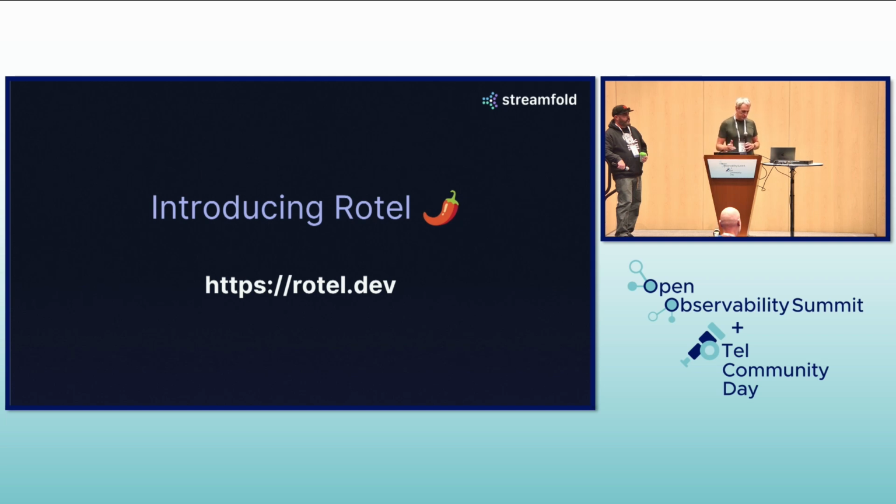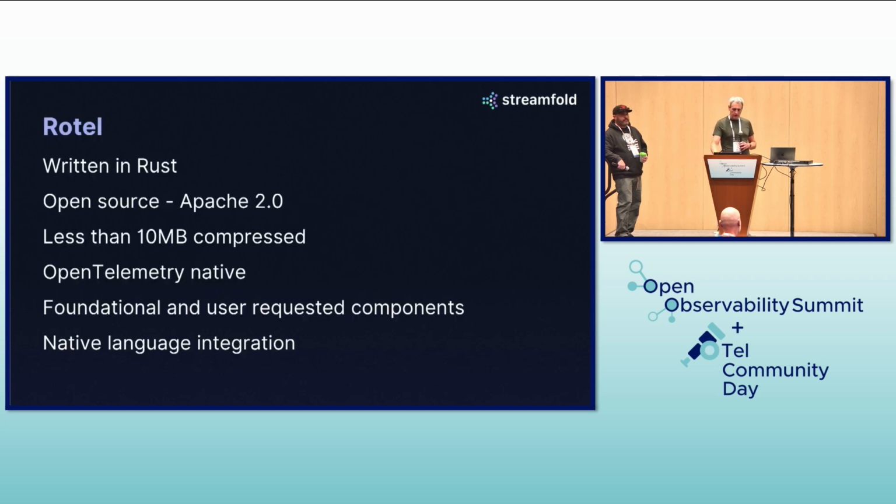So with some of those challenges, we want to introduce what we built, Rotel. Rotel is written from the ground up in Rust as an OpenTelemetry collector. We have open sourced it. It's Apache 2.0 licensed. Right now, when it's compiled, it comes down to less than 10 megabytes compressed. So very small artifact that helps with those situations of pulling it out into serverless edge environments, bundling it into packages.